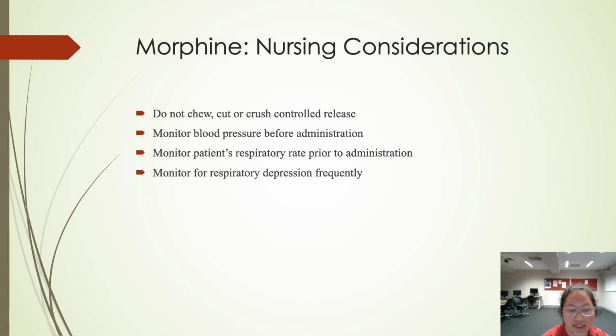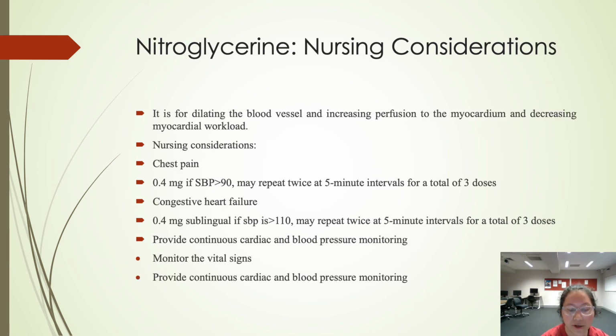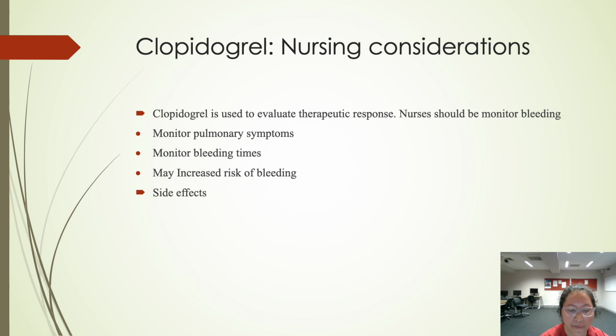The next one is nitroglycerin. It is for dilating the blood vessels, increasing perfusion to the myocardium, and decreasing myocardial workload. Side effects are flushing of the face, dizziness, reflex tachycardia, throbbing headache, blurred vision, and hypotension. Nursing considerations are: 0.5 mg sublingual if systolic blood pressure is greater than 110, may repeat twice at 5 minute intervals for a total of 3 doses. Provide continuous cardiac and blood pressure monitoring. Monitor the vital signs.